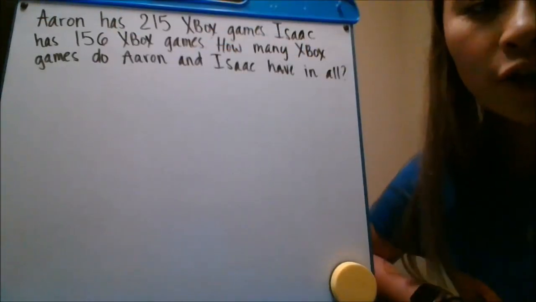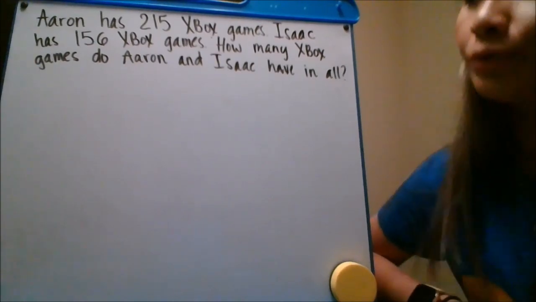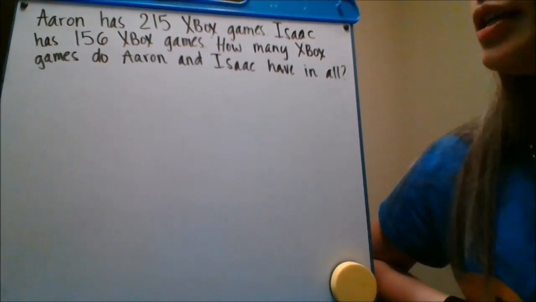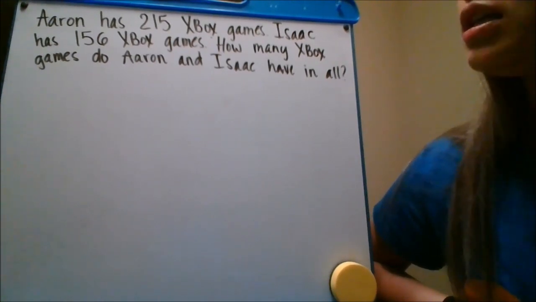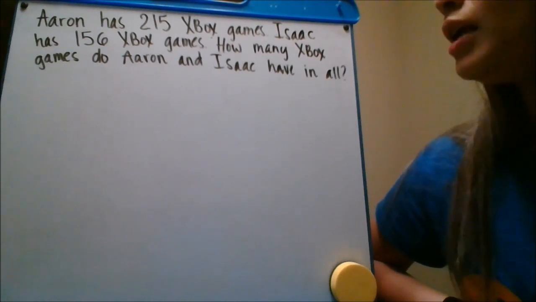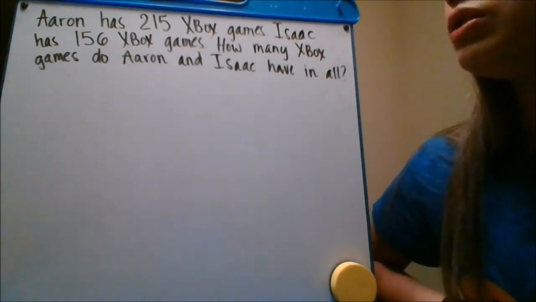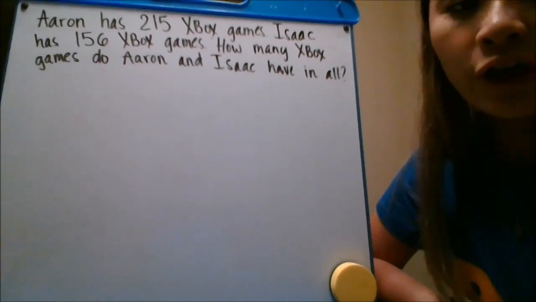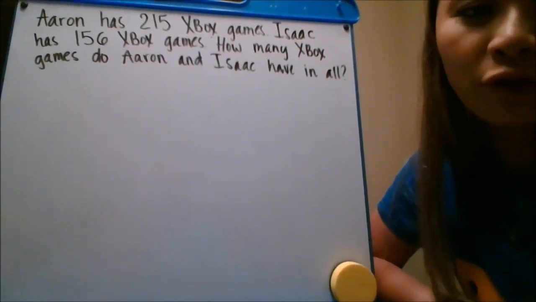All right, here's one I would like for y'all to try on your own. Aaron has 215 Xbox games. Isaac has 156 Xbox games. How many Xbox games do Aaron and Isaac have in all? Go ahead and work on this on your own, and please turn it into your portfolio.